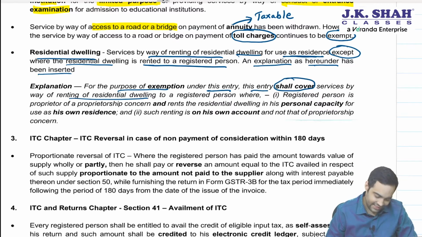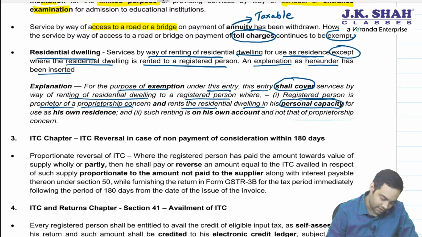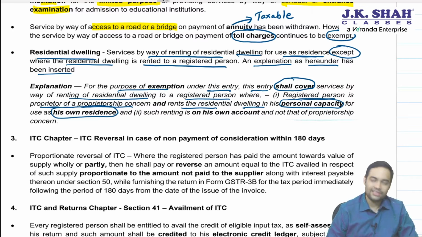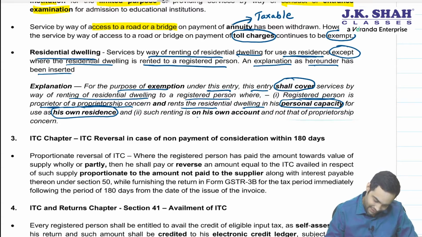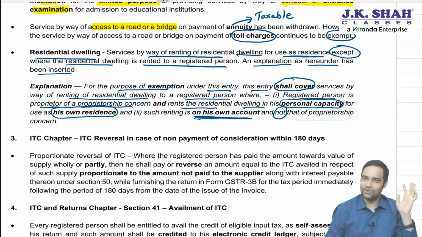Services by way of renting of residential dwelling to a registered person where registered person is proprietor of a proprietorship concern and rents it in his personal capacity for his own use. It should not be a company renting out for directors, not a partnership firm renting out for partners. Proprietorship concern for his own use. And it is on his own account, not in the name of proprietorship concern. Then the exemption would be available.